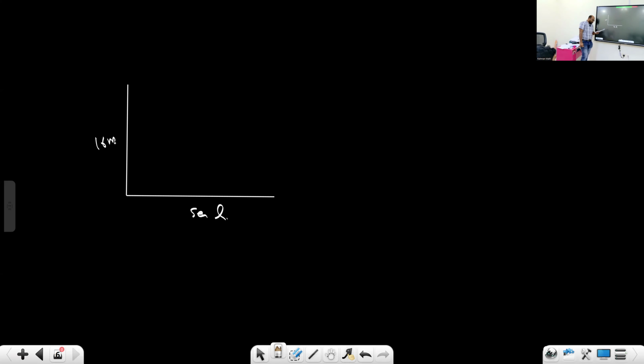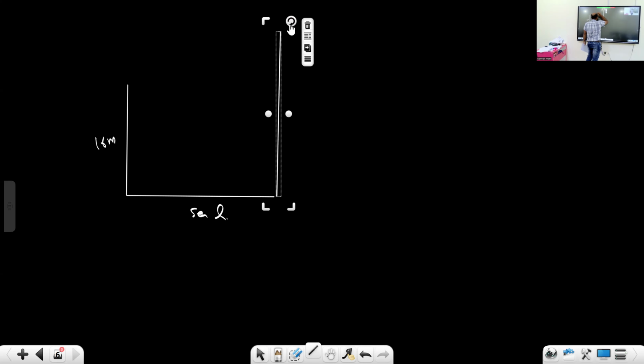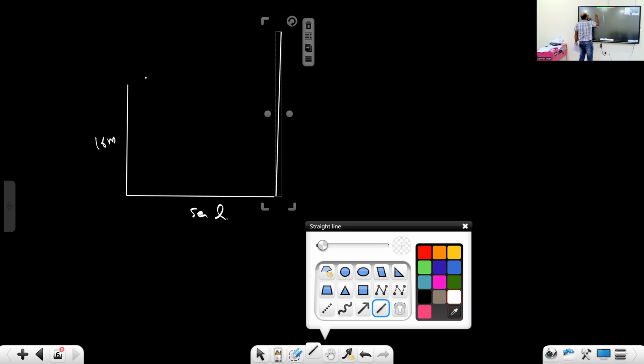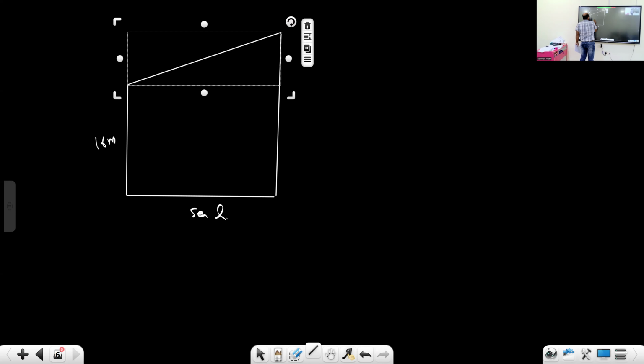A man on the deck of a ship which is 16 meter above water level observes the angle of elevation and depression respectively of the top and the bottom of a cliff. Just consider it as a line only. Angle of elevation and depression both are there.